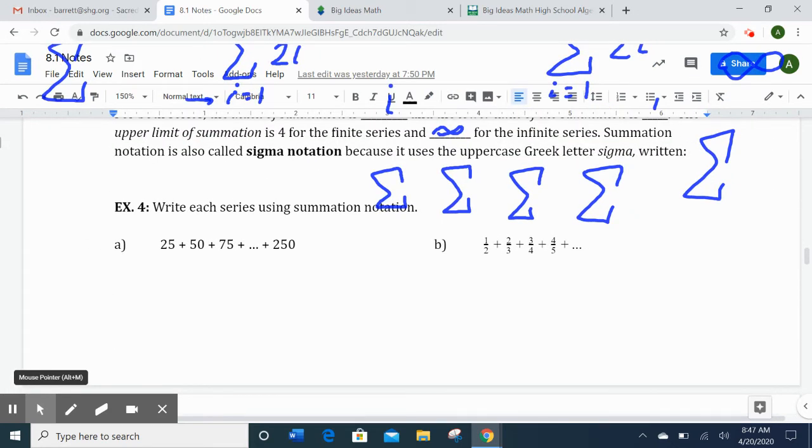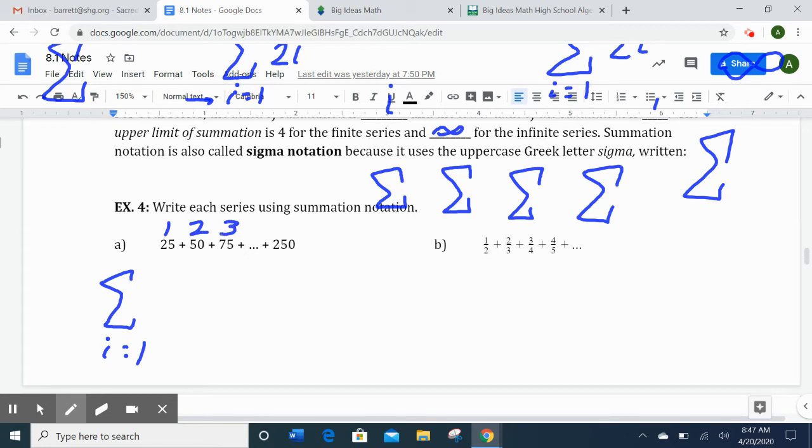So if you see that on an ACT or something like that, it means add them all up. It says write each series using summation notation. The fact that it uses summation notation means that I want this capital letter sigma. Then I want I equals the first term, and I want to know how many terms they want total, and I also need to know what the rule is.